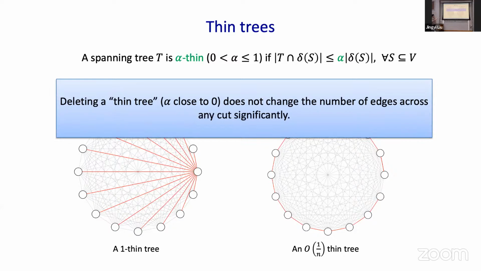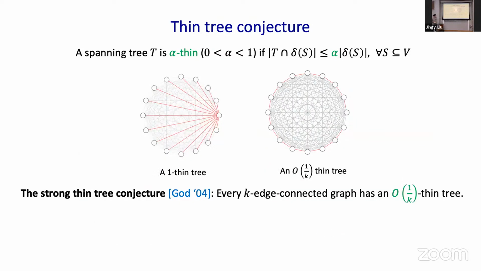Okay, and so what we're interested in is finding thin trees for graphs with alpha close to 0. And there's a conjecture from Goddyn in 2004, which is that every k-edge connected graph, so every graph that has at least k edges going across every cut, should have a tree that is order 1 over k thin.